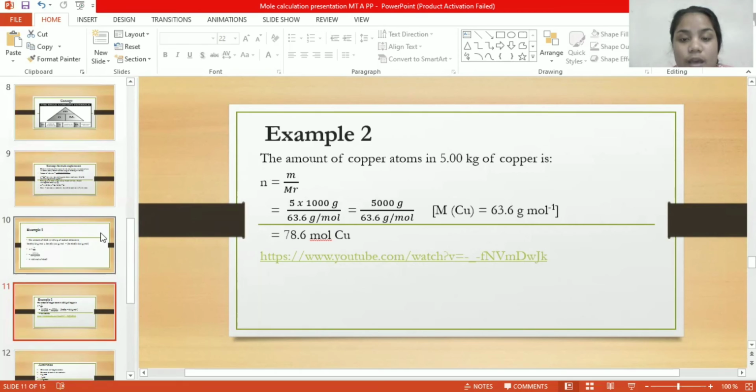And this mass we are going to divide by the molar mass of copper atom, which is 63.6 in the periodic table. As we divide them, we get the number of mole, which is 78.6. You can prove this if you press it in your calculator. So these are the examples for mole calculation.